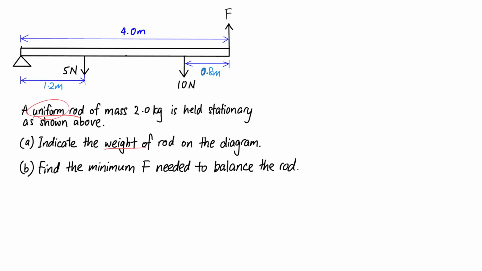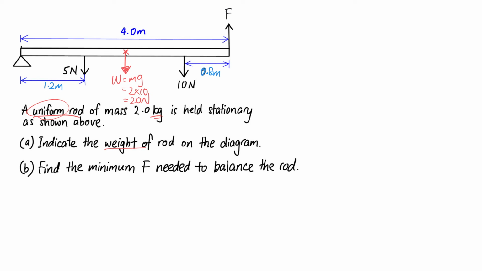So all parts are the same, so the center of gravity will be exactly at the midpoint. To draw the weight, you have to draw it from the center of gravity vertically downwards. So W equals mg. The mass is already in kg, that's good, times 10 Newton per kg, that's the gravitational field strength. And you know that this is 20 Newton. That's the weight of the rod.